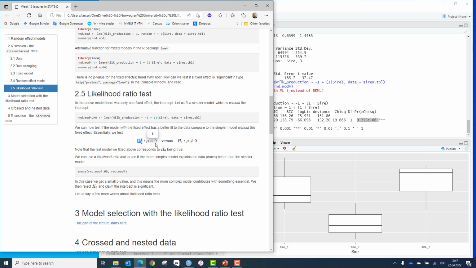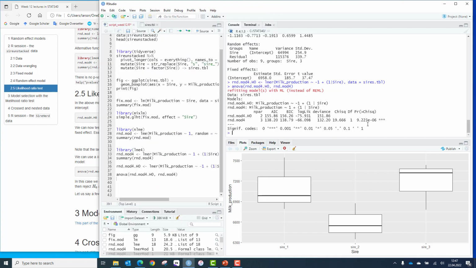Mu should not be 0. There is a significant fixed effect here. And of course we knew that already, but this shows you the test procedure. We will actually see this again.